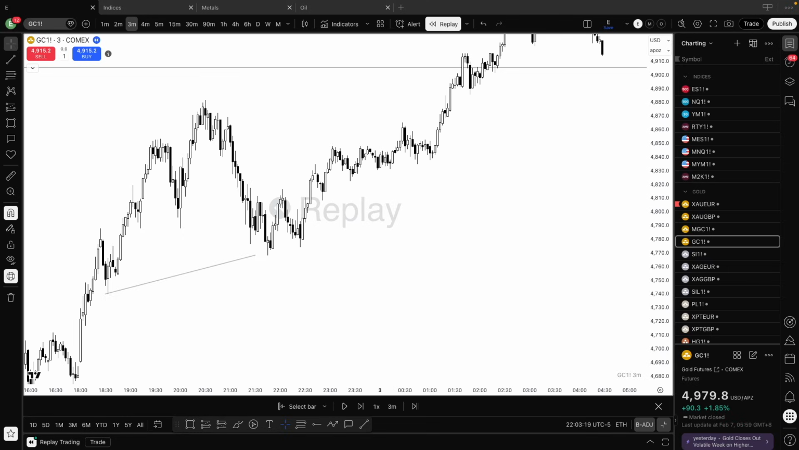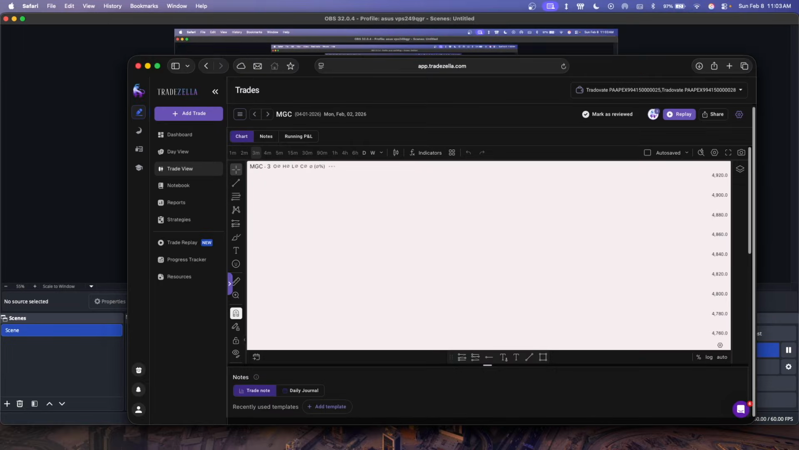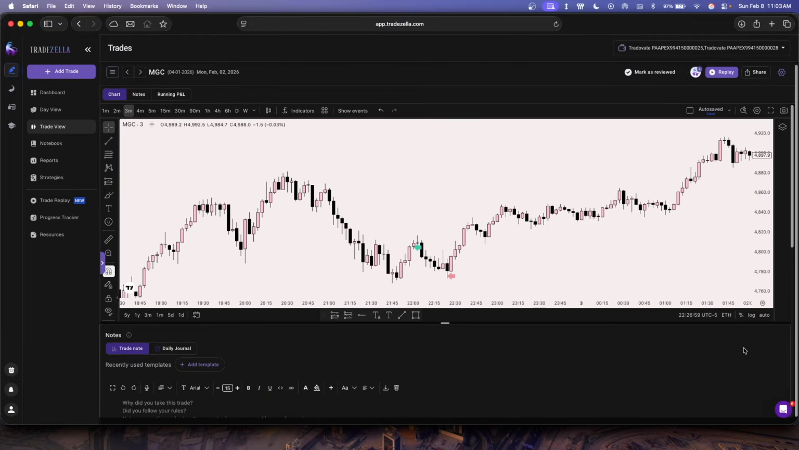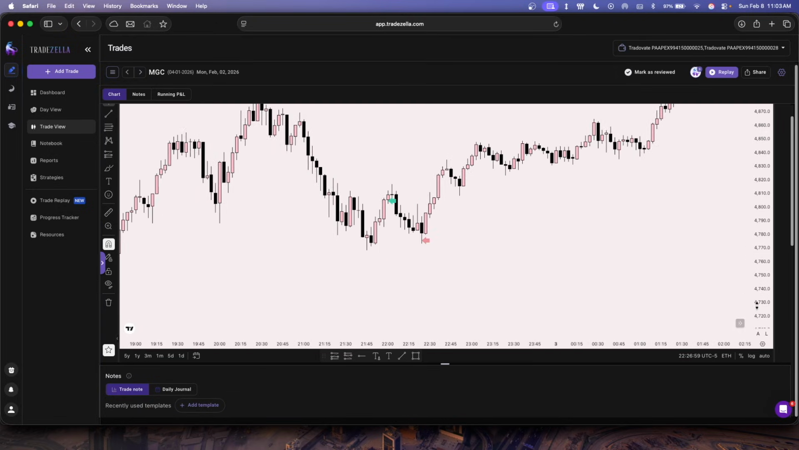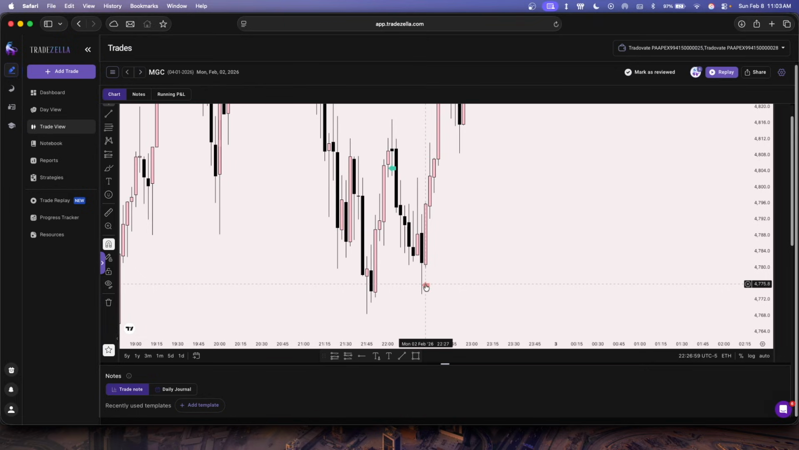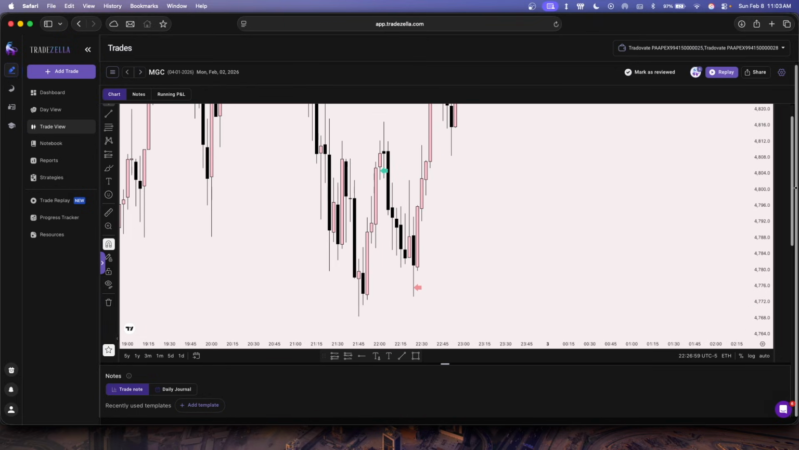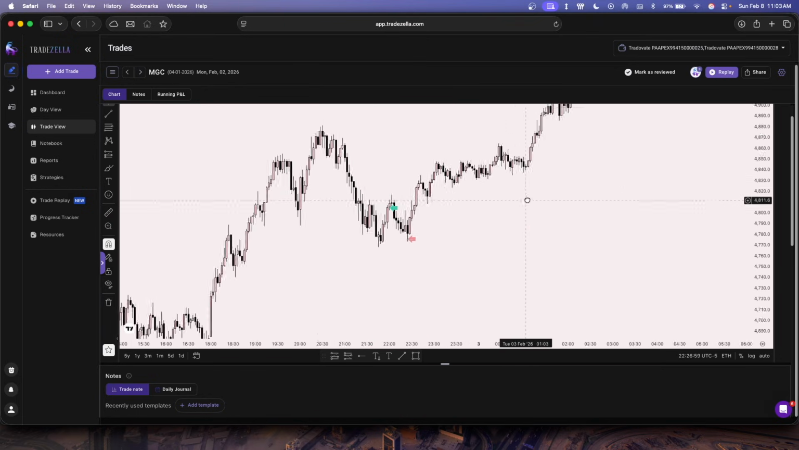Anyway, I'm just going to quickly show my executions for this trade and the previous trade because I forgot to show it. So this is the executions for this one. As you can see, this is my Apex account. I took it here, got stopped right here, and then it just went in my direction.